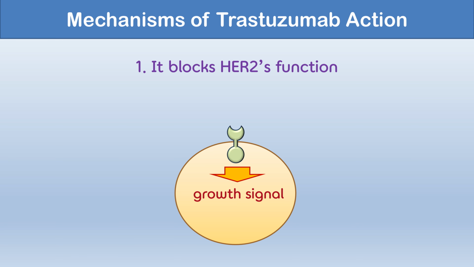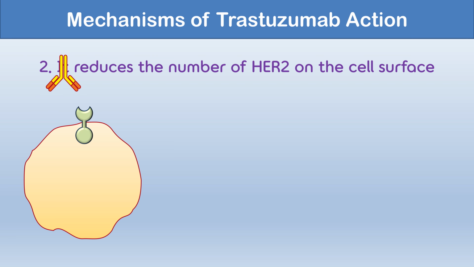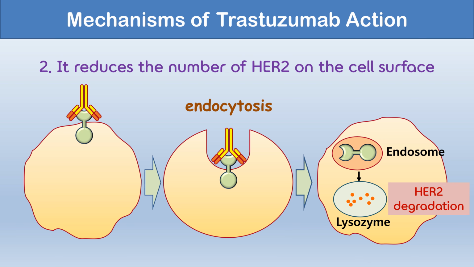Trastuzumab fights against cancer in several ways, and I will explain the three main mechanisms. First, it blocks HER2's function. By binding to HER2, the antibody prevents it from sending growth signals into the cell. It also reduces the number of HER2 on the cell surface. Once trastuzumab binds to HER2, it triggers endocytosis, pulling HER2 into the cell. There, it is destroyed in the lysosome, the cell's recycling system. With fewer HER2 on the surface, the growth signal weakens.